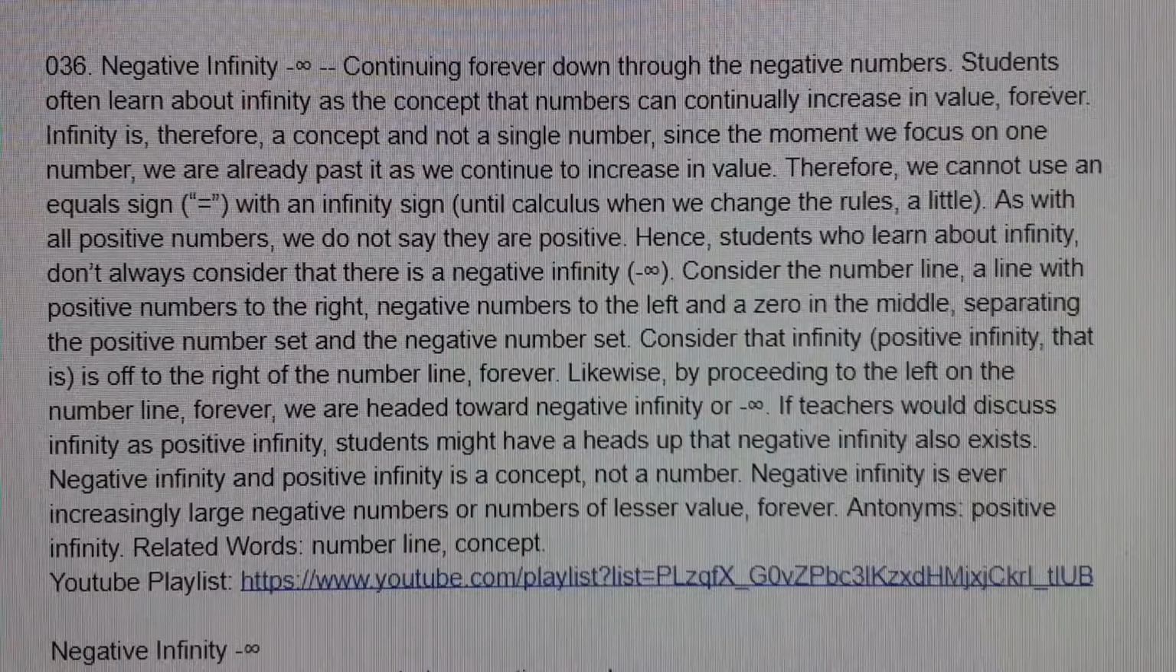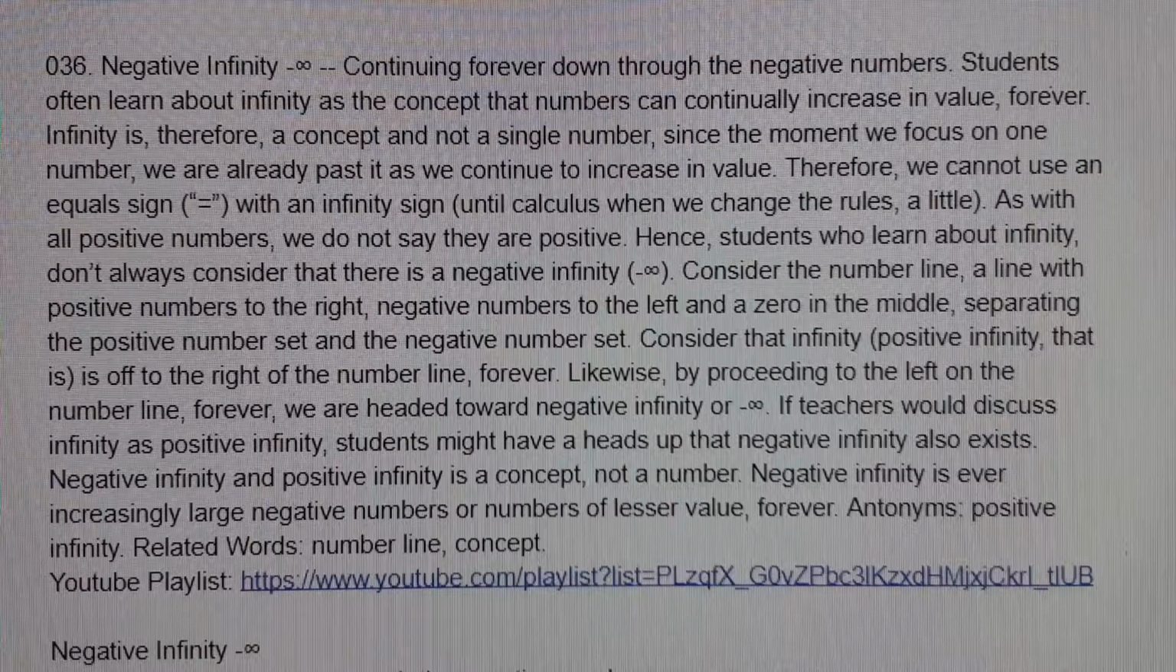Consider the number line, a line with positive numbers to the right, negative numbers to the left, and a zero in the middle, separating the positive number set and the negative number set. Consider that infinity (positive infinity, that is) is off to the right of the number line forever. Likewise, by proceeding to the left on the number line forever, we are headed toward negative infinity.